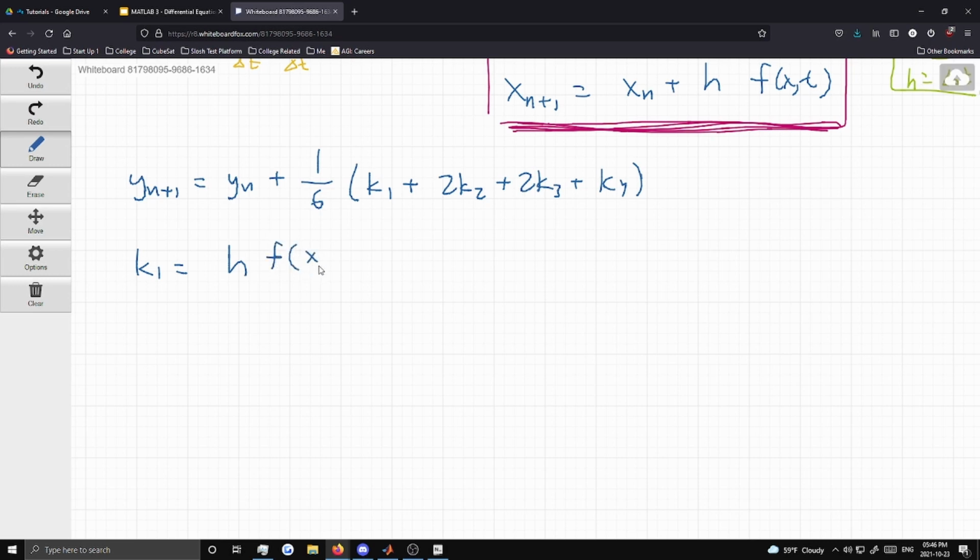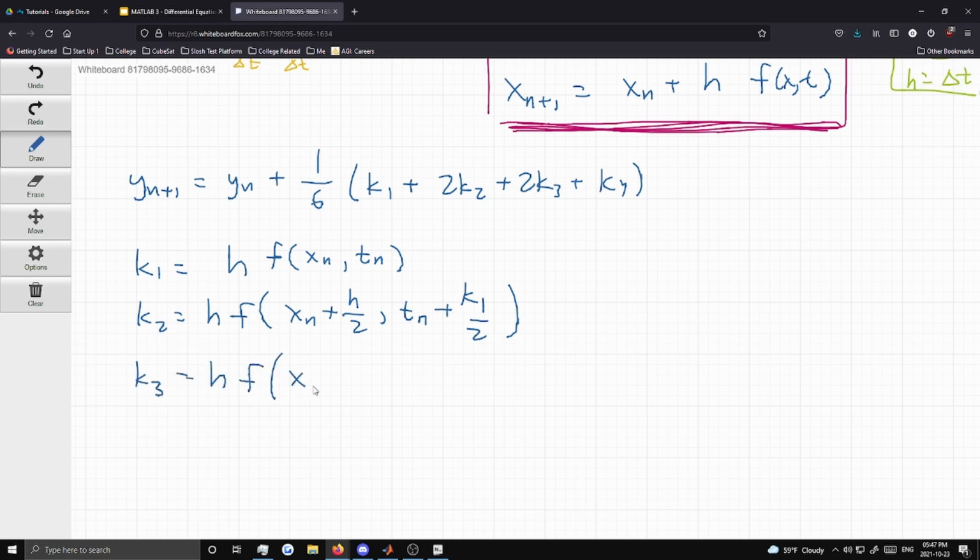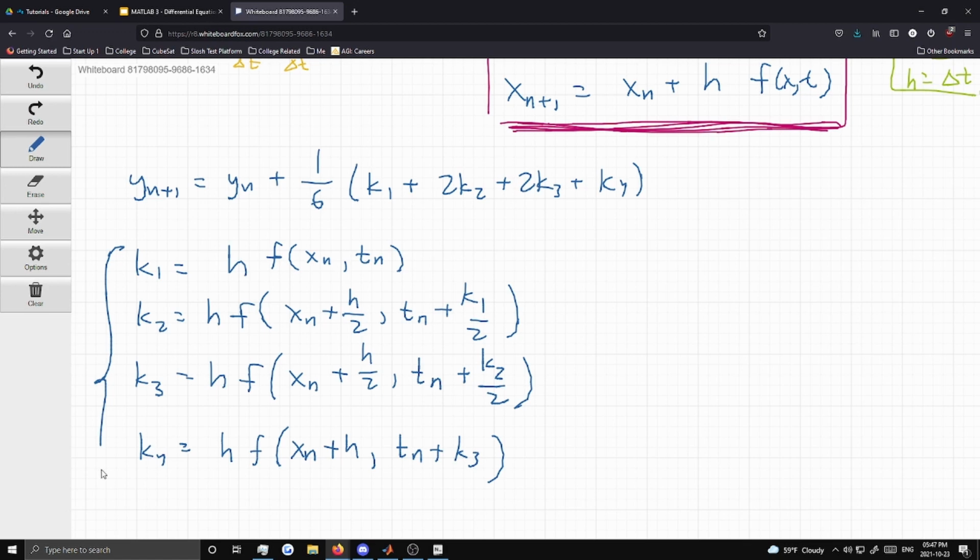f of xn comma tn. A2 is equal to h times f of xn plus h over 2, comma y, not y, sorry. So I'm copying this off the internet, and it is not doing me much justice. Okay, 1 over 2. A3 is equal to h f of xn plus h over 2, comma, y of n plus k over 2, and k4, which is equal to h f of xn plus h, tn plus k3. And as you can see, there's a lot of stuff going on here, and rightfully so.